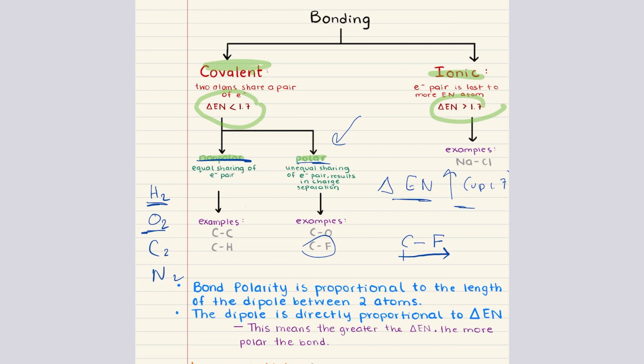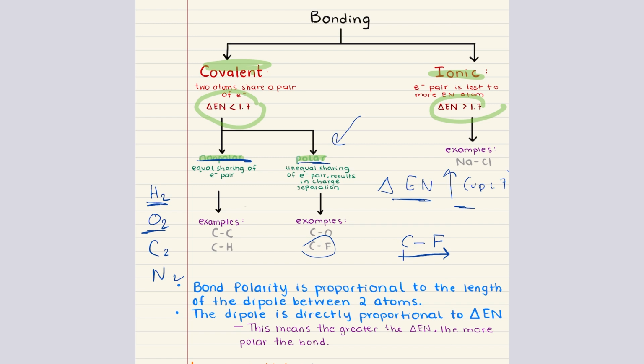But if the electronegativity difference exceeds 1.7, then the bond is no longer polar covalent. It is ionic, meaning the more electronegative atom completely removes the electron from the other atom, forming charged ions instead of a shared electron pair.